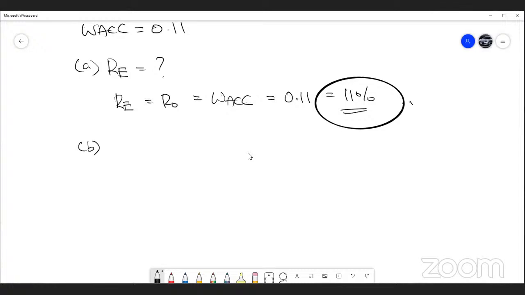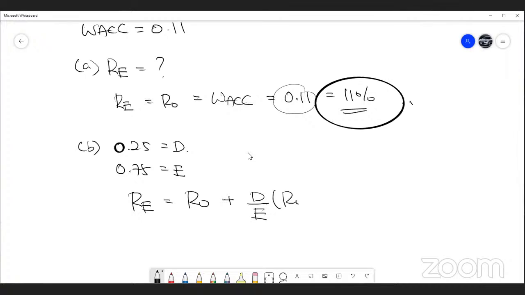Okay, so let's look at B now. B tells you if the firm converts to 25% debt, what will its cost of equity be? So they want you to find your cost of equity when now you have a new D/E ratio. So your debt is 0.25. Your equity is 0.75. So how do you find this? Use the MM proposition 2. Okay, RE equals your required return on assets, which is here 0.11, plus your new D/E times (R0 minus your cost of debt) times (1 minus T).